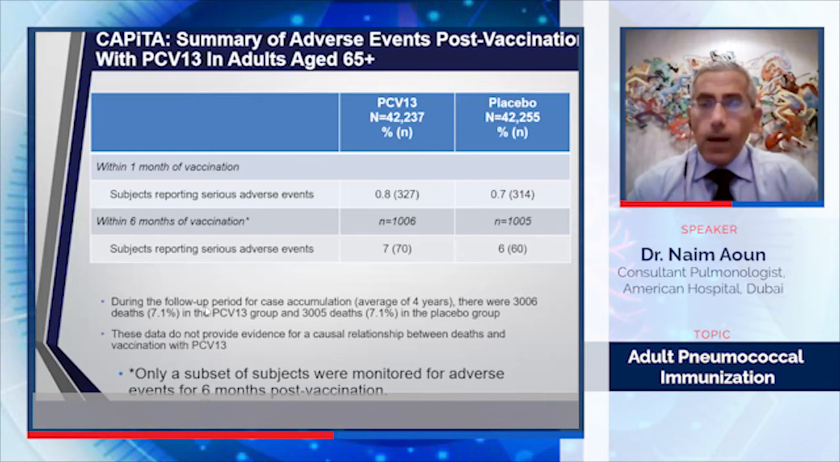So during the follow-up period for case accumulation, up to 4 years, there were 3,000 deaths, 7.1% in the PCV13 group, and 3,005, 7.1% in the placebo group, which is exactly the same. These data do not provide, obviously, any evidence of causal relationship between deaths and vaccination with pneumococcal 13. So there was no difference in mortality at all, and the numbers were exactly the same.